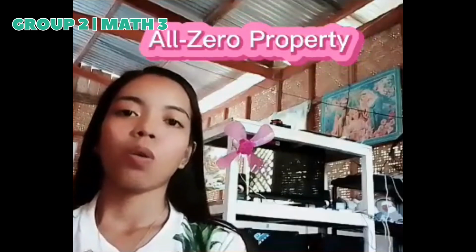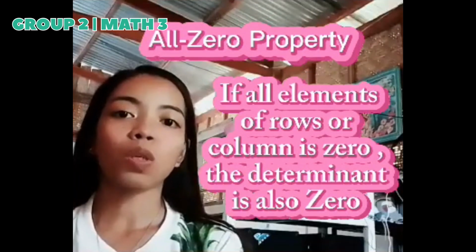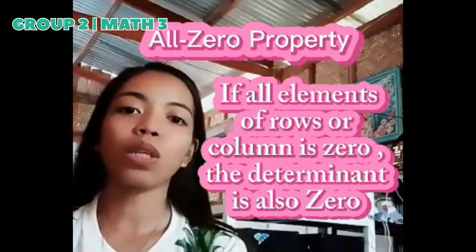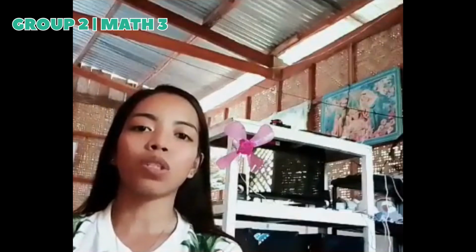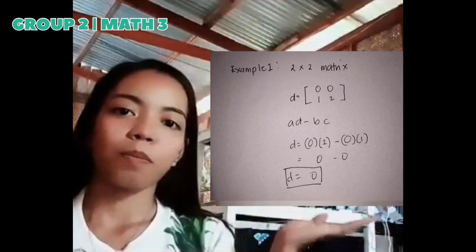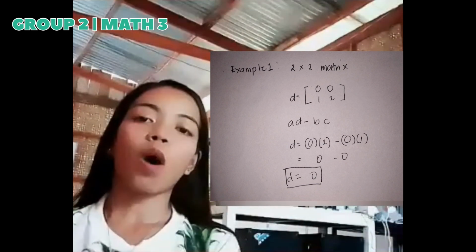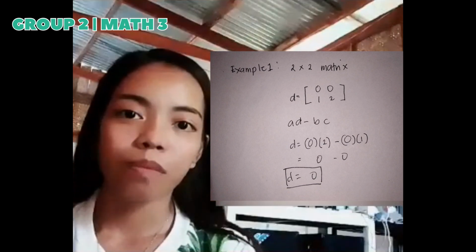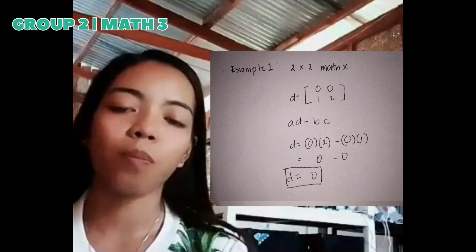Our next property is the all-zero property. The all-zero property is: if all the elements of a row or column are 0, the determinant is also 0. I will give you an example, a 2 by 2 matrix. So here is the example. As you can see, the elements of our example are 0, 0, 1, and 2.